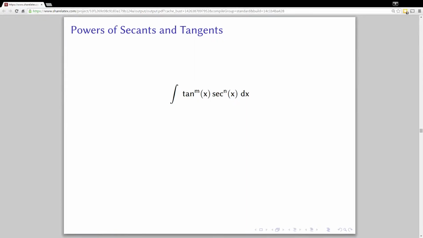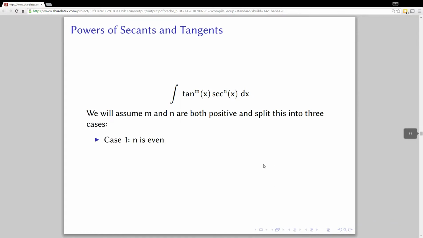In this video, we're going to talk about integrating powers of secants and tangents. So we're going to assume our integral looks something like this: the integral of tan to the m power times secant to the n power. And we're going to assume that m and n are both positive. They're at least non-negative integers, but for this we're going to assume they're positive.